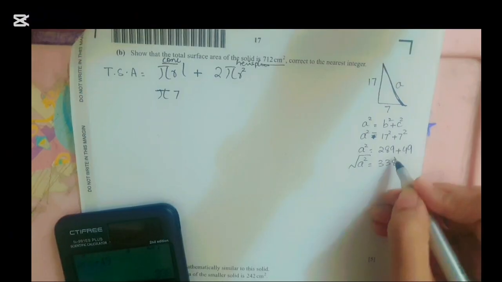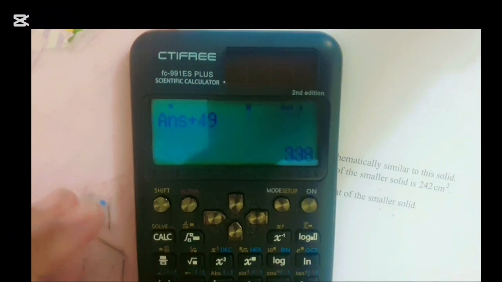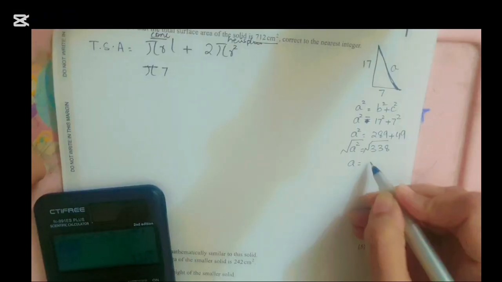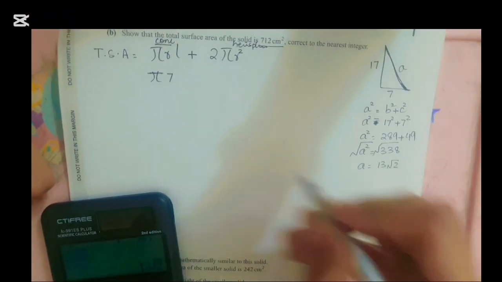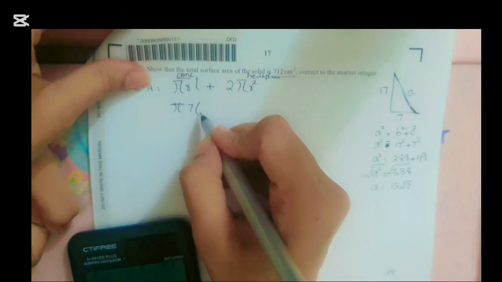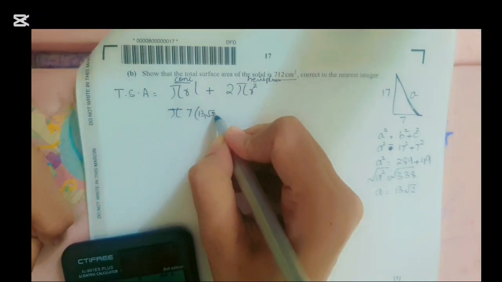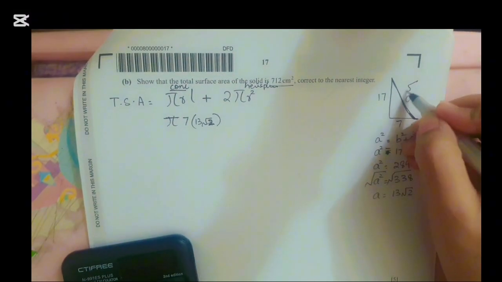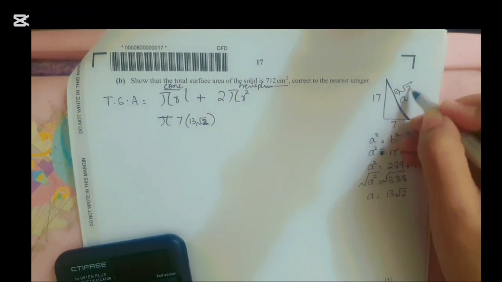and we have to take the square root on both sides. So a is equal to 13 root 2. Okay, so I am writing 13 root 2 over here for the length. This slant height is 13 root 2.